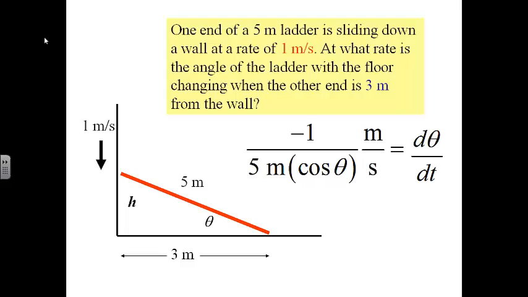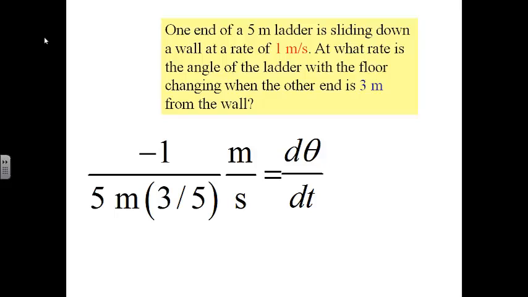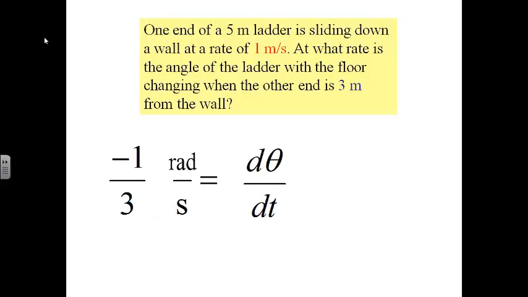I need to replace that cosine of theta with something. Looking at this picture, remembering your trig rules, the cosine of theta is adjacent over hypotenuse. So the cosine of theta is 3/5 in this case. Therefore, I can replace the cosine of theta with 3/5. And if I multiply that bottom out, I wind up getting negative 1/3, and this is in radians per second, the rate at which the angle of the ladder is changing.